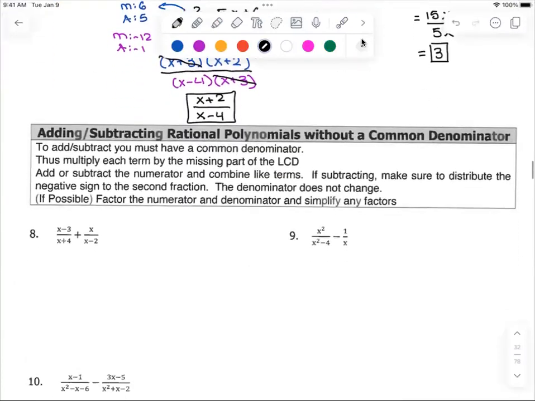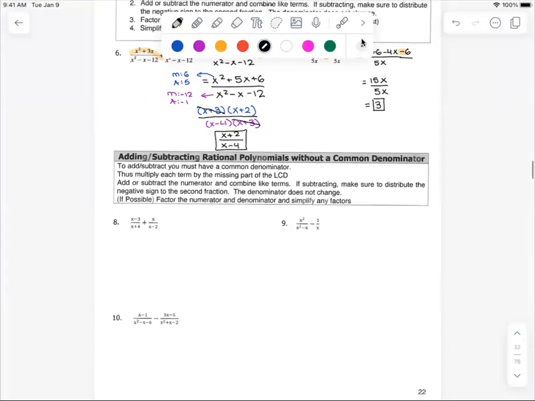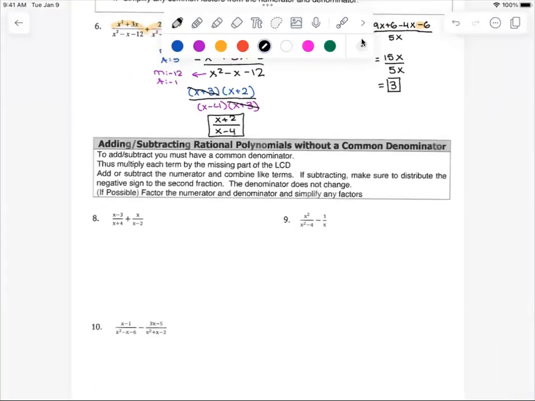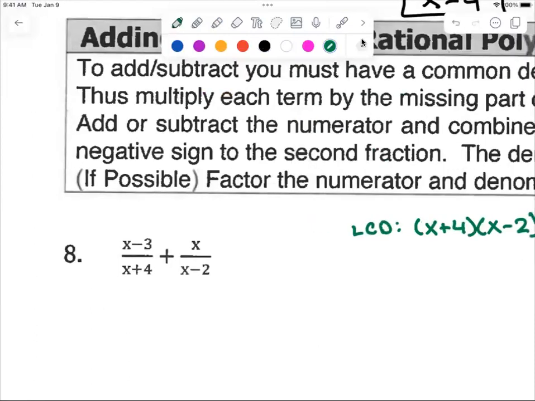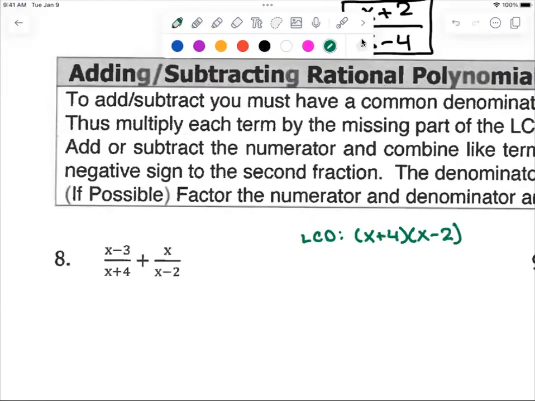Okay. Well, how do you add and subtract without a common denominator? That's the next thing that we're going to work on. You must have a common denominator. So in order to have a common denominator, we are going to think about LCDs. Right now we have an x plus 4 and an x minus 2. Your LCD is going to be x plus 4 and an x minus 2. So you're going to multiply the top and bottom of each fraction so that they have the same denominator.